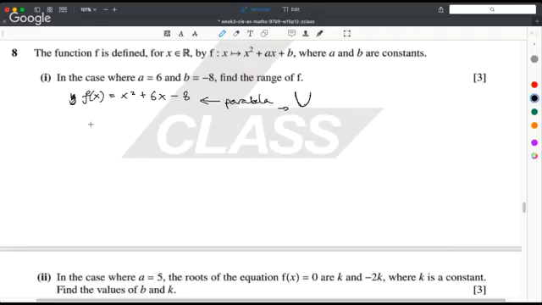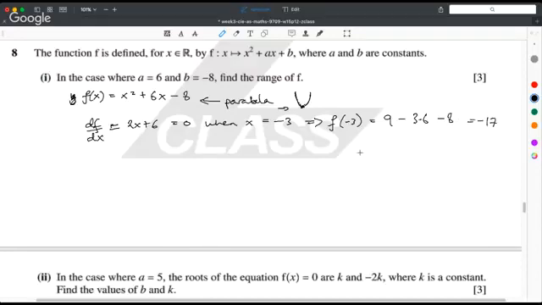So to find that minimum, I'm going to differentiate. And there are many ways to do this question, but calculus is always the quickest and easiest way. So df dx is 2x plus 6, which is equal to 0 when x is equal to minus 3. And when x is equal to minus 3 at this minimum point, what is f of x? Well, f of minus 3 is just 9 minus 3 times 6 minus 8, which is equal to minus 17. So that means that the range of f is greater than or equal to minus 17.